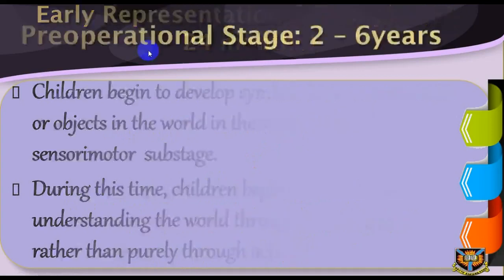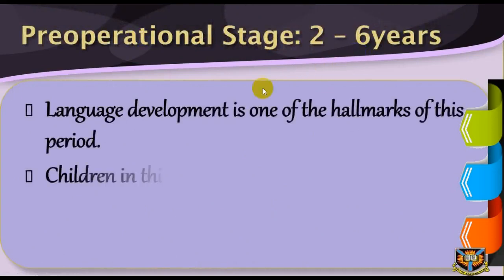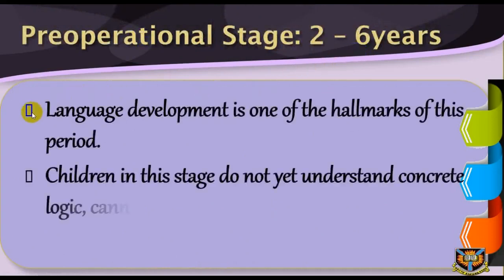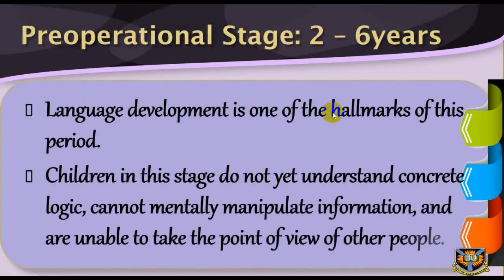Pre-operational stage, 2 to 6 years of age. The pre-operational stage occurs between ages 2 and 6. Language development is one of the hallmarks of this period. Piaget noted that children in this stage do not yet understand concrete logic, cannot mentally manipulate information, and are unable to take the point of view of other people, which he termed egocentrism.